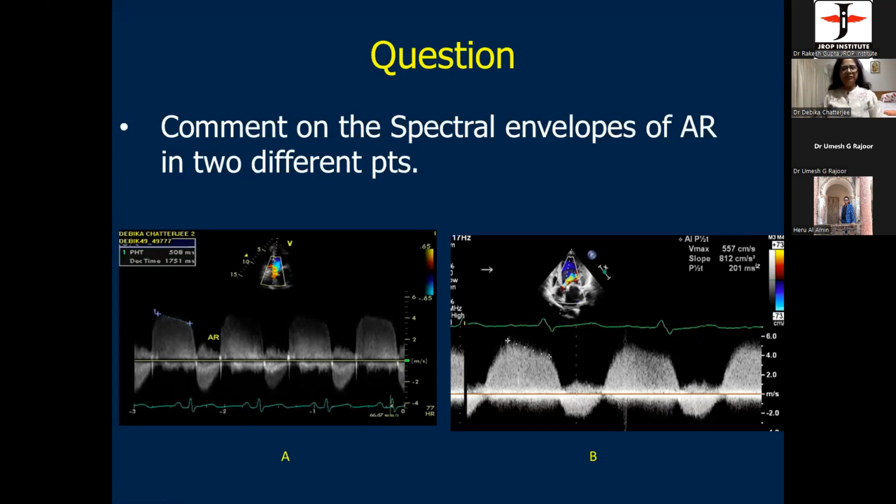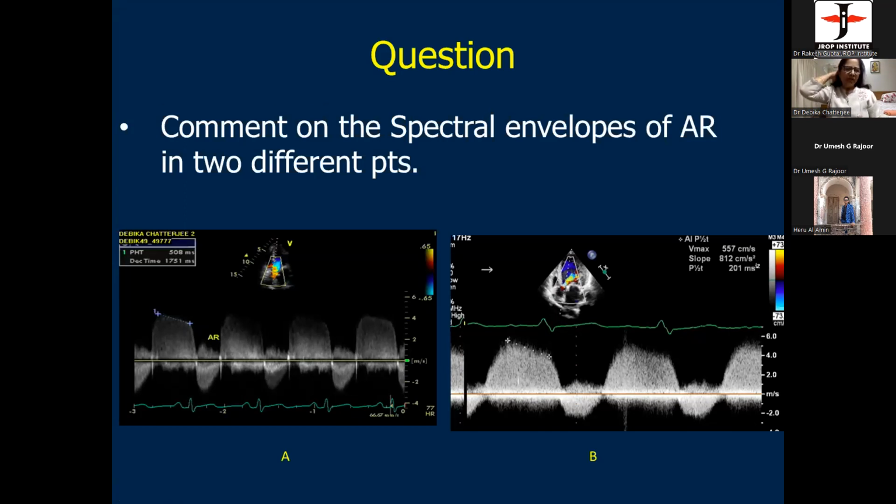Can you see the measurement? Pressure half time, ma'am, PHT. In patient A, it's 508. In patient B, it is 201. So what do you think? B is more severe, ma'am.